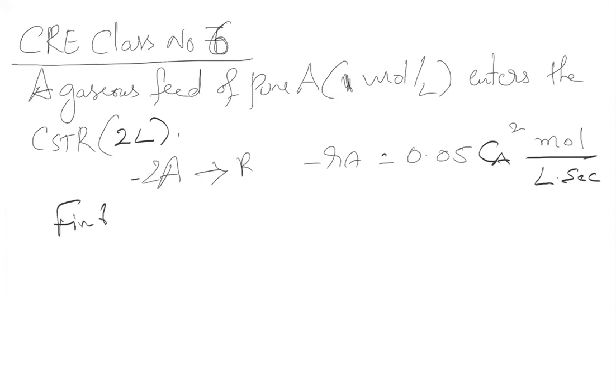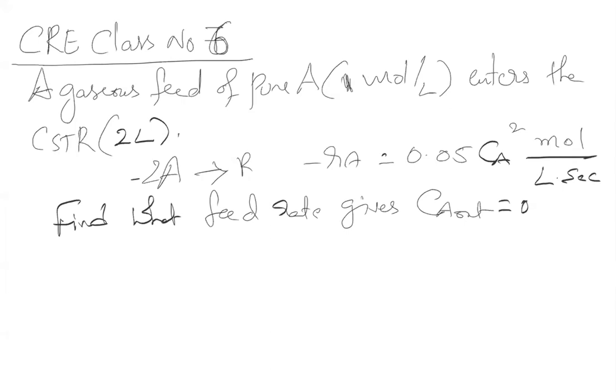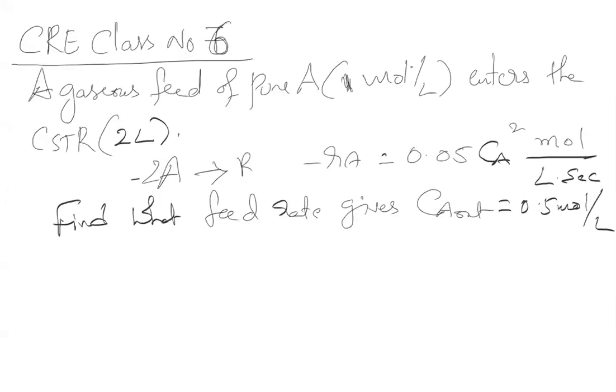Find what feed rate gives CA out 0.5 mole per liter. Solve this question.